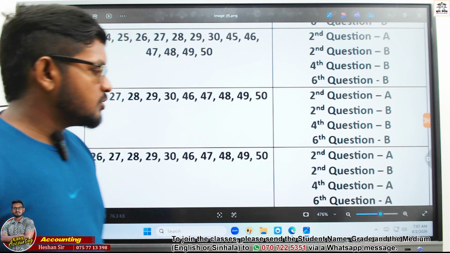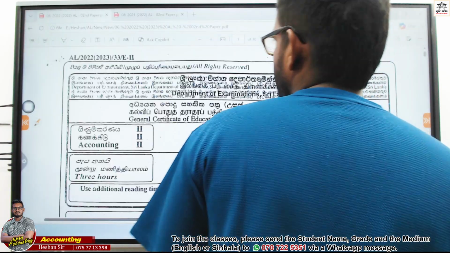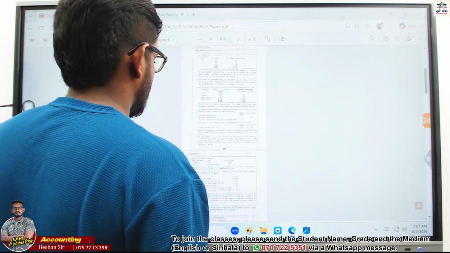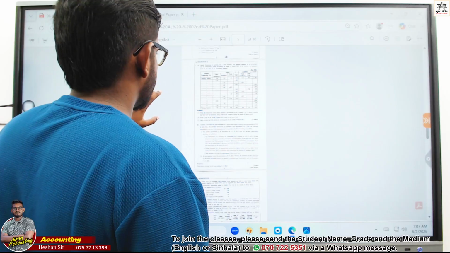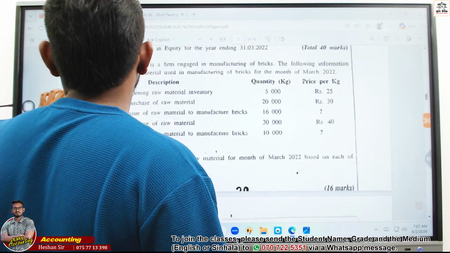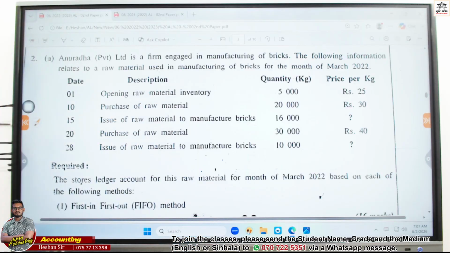Okay, so I'm going to do 2022 A level, section number 2, A and B first. Okay, let's go to section number 2. Hope you can see the thing. Right, let's start. Now you can see the question.